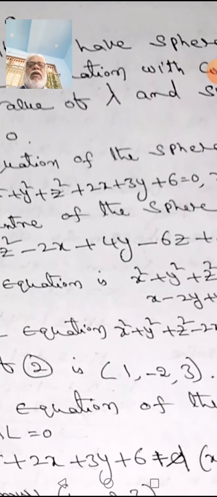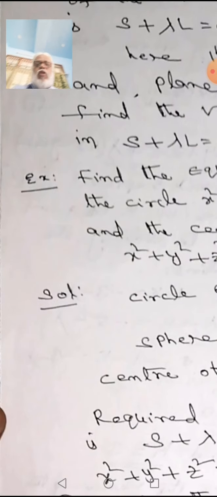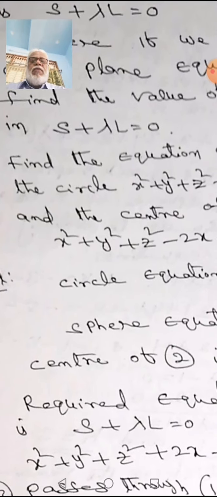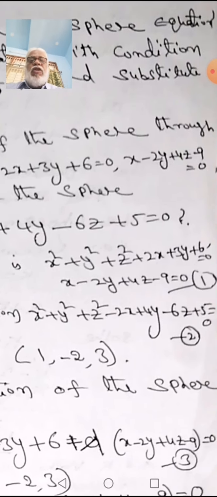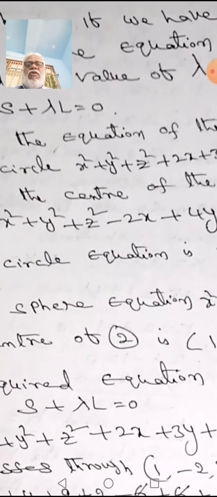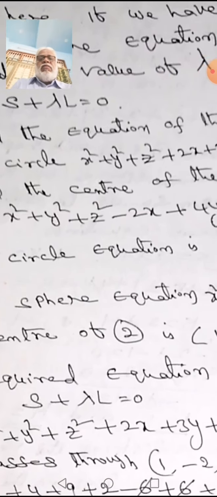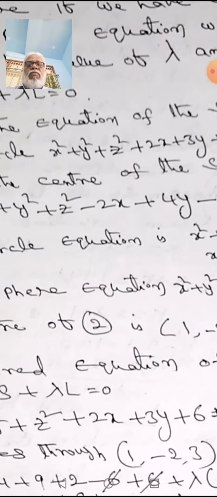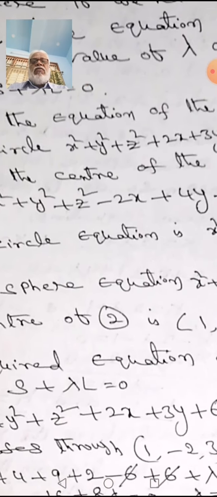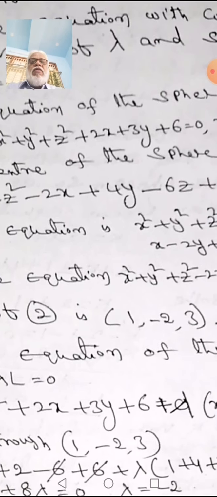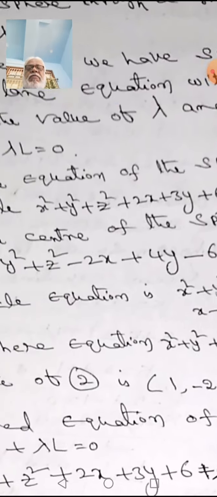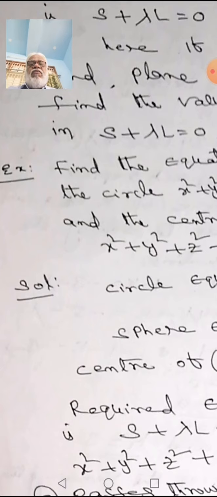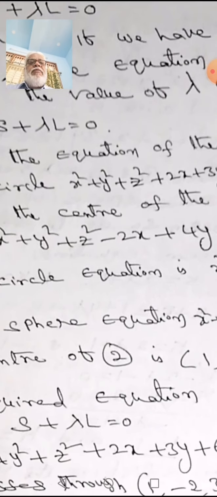Find the equation of the sphere through the circle x square plus y square plus z square plus 2x plus 3y plus 6 is equal to 0 and x minus 2y plus 4z minus 9 is equal to 0, and the center of the sphere lies on x square plus y square plus z square minus 2x plus 4y minus 6z plus 5 is equal to 0. This is the given condition. What are they? The question is to find the equation of the sphere.